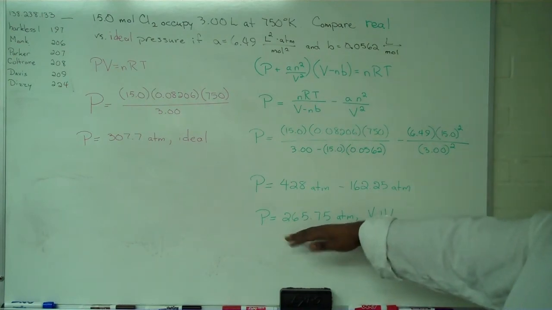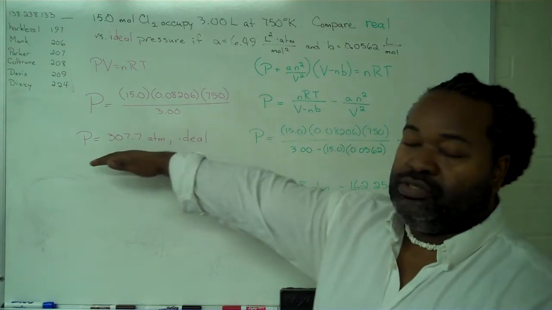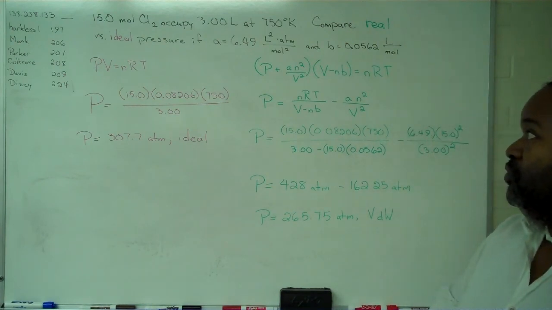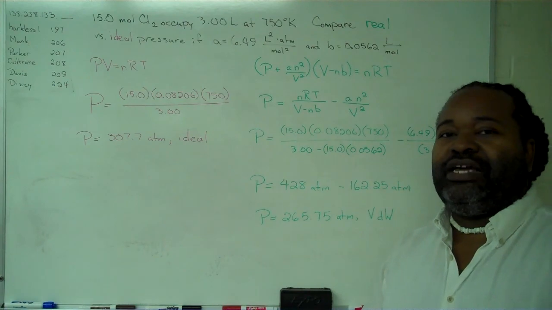And so we can see that there is a significant deviation from real gas behavior to ideal gas behavior, because we do not account for the fact that gas particles take up volume and interact with each other when we're using the ideal gas law.